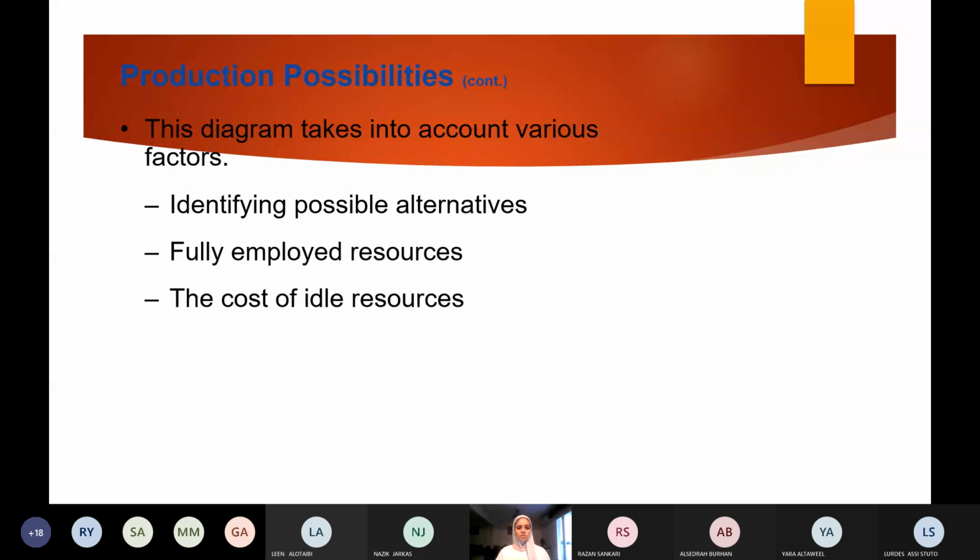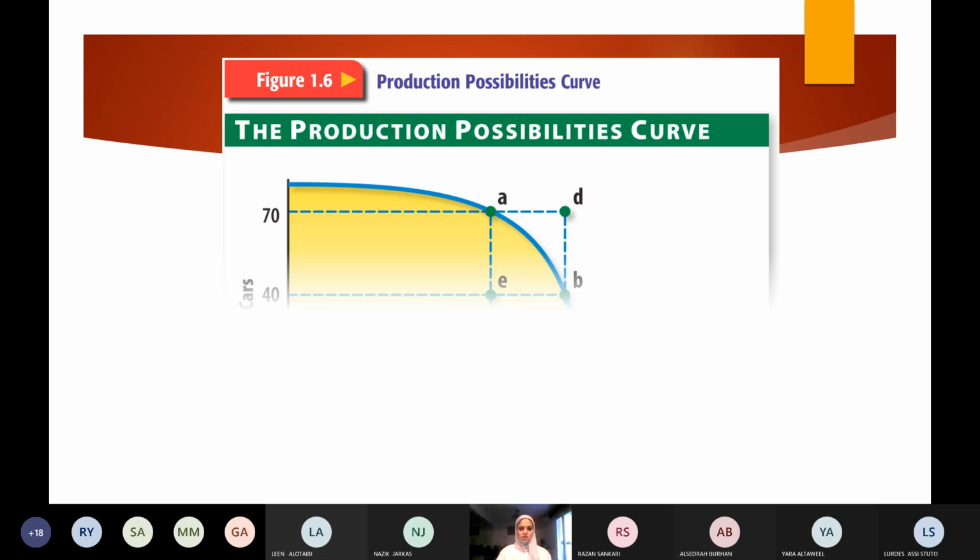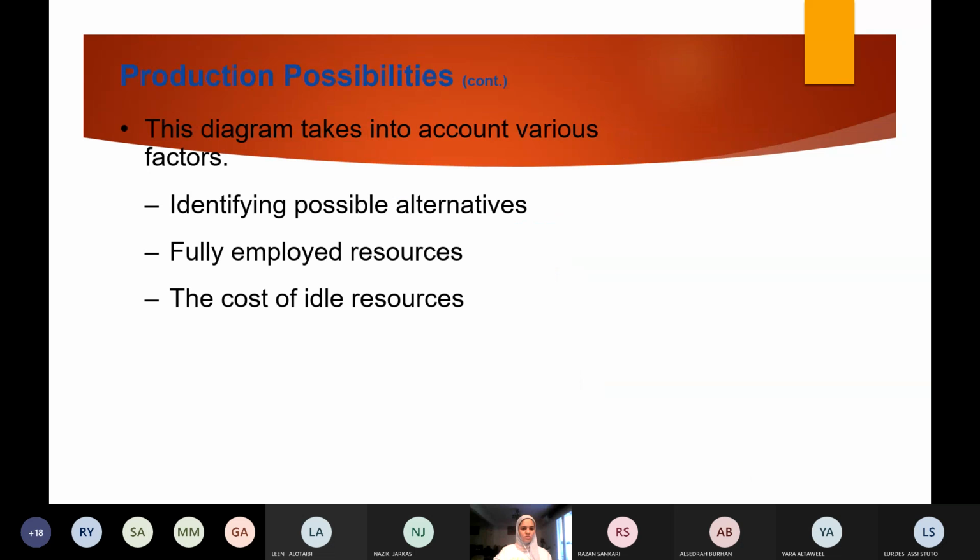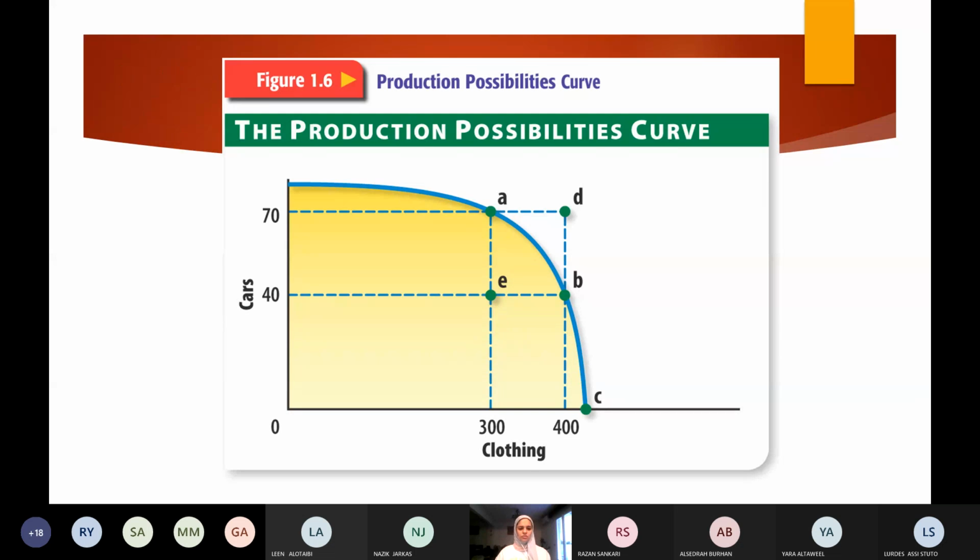What is in the production possibility? This diagram takes into account various factors. It shows the possible alternatives, the fully employed resources, and the cost of either resource. Here is the production possibilities curve.